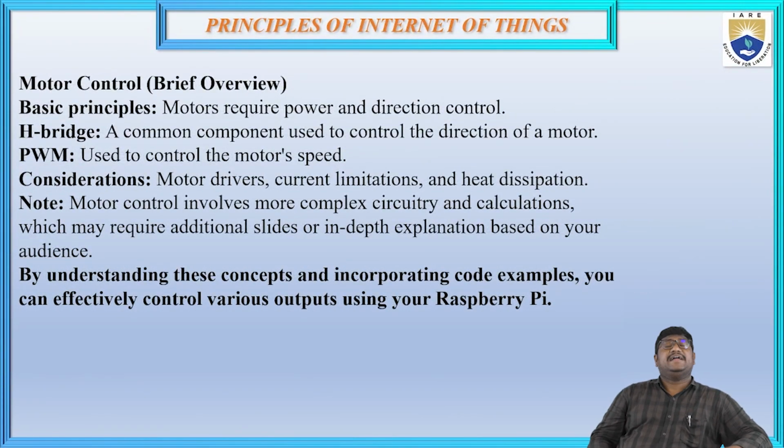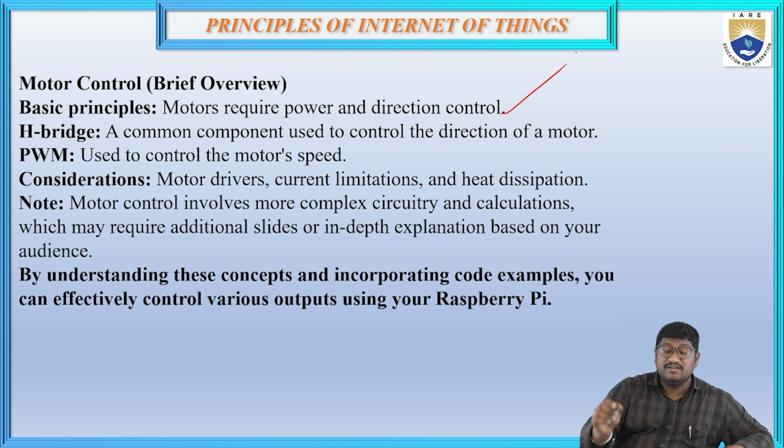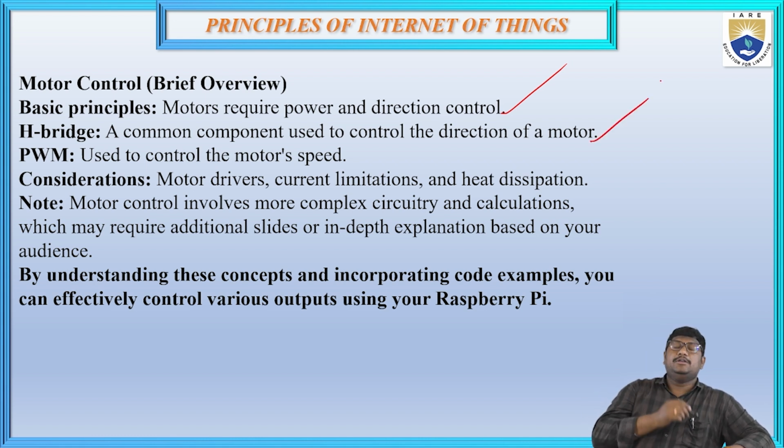And coming to the next factor, which is motor control. In motor control, the basic principle is that it requires power and direction also. In which direction it should run needs to be controlled. There is also an H bridge, a common component used to control the direction of the motor, and PWM is used to control the speed of the motor. See, to control the direction we use an H bridge, and to control the speed we use PWM.